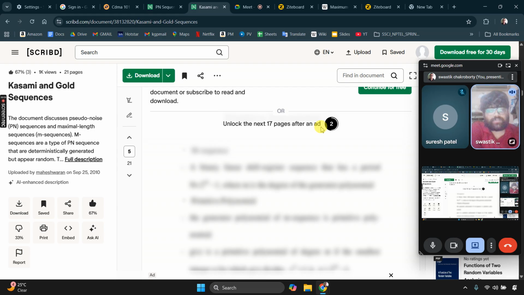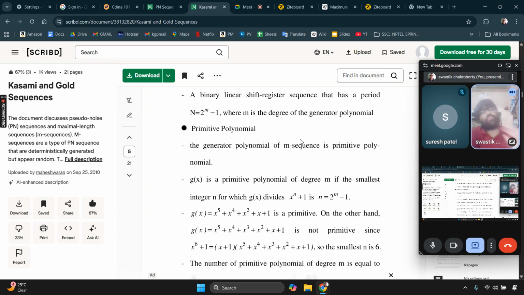Whenever you reach a factorization, that is, the polynomial is divisible, then it is not a primitive polynomial. Whereas if you exhaust all your attempts, x plus 1, x square plus 1, x cube plus 1, up to 2 to the power m minus 1, and still you are not able to divide the polynomial perfectly, then it is primitive. So x^5 plus x^4 plus x square plus x plus 1 is primitive.